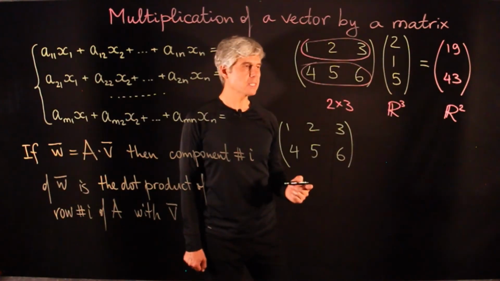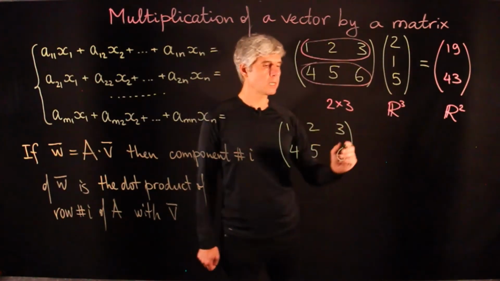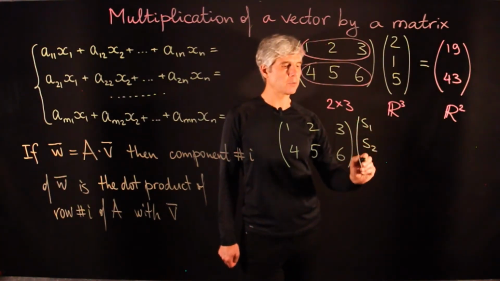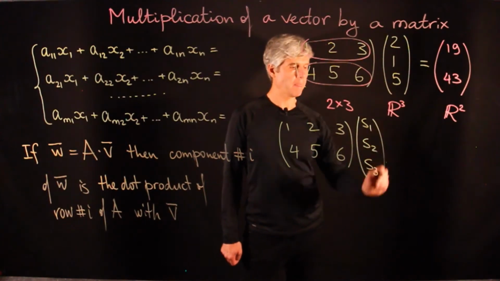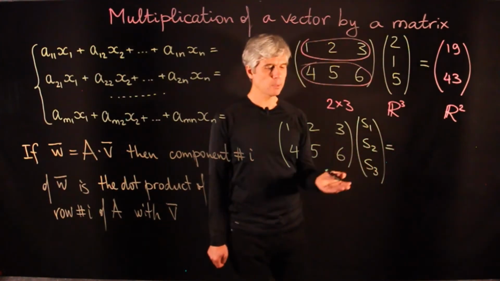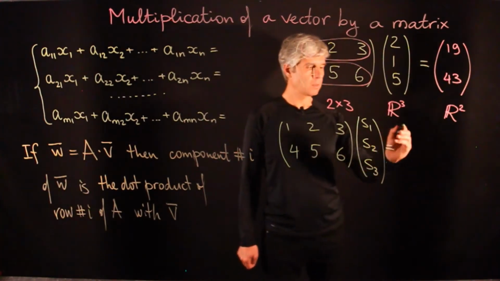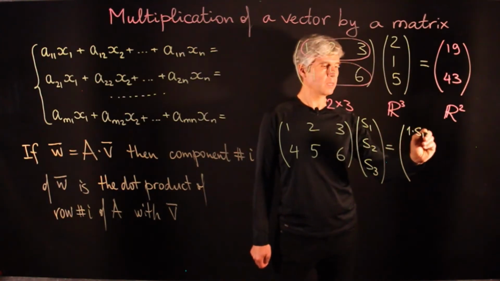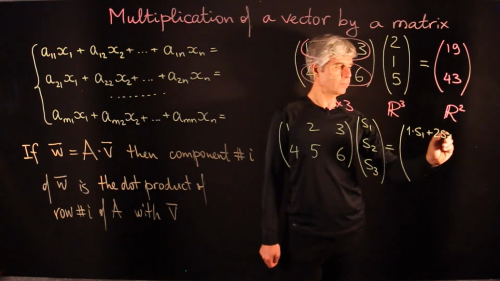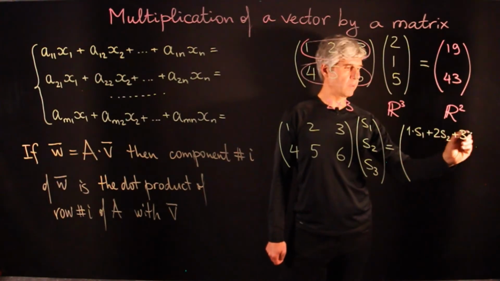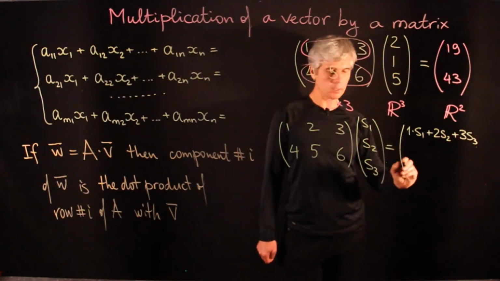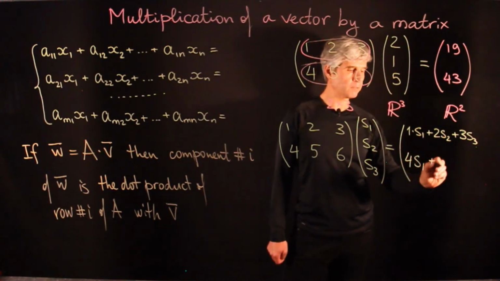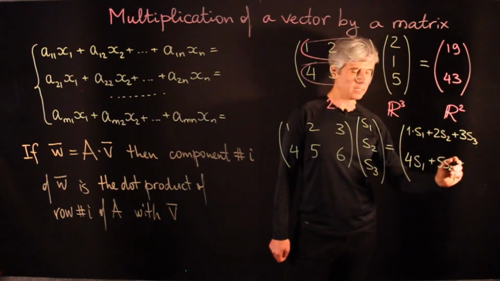Now let us expand this example. I'm taking the same matrix, but now I will write the vector in a general form. I'll write down S1, S2, and S3. Now, let's multiply this vector by this matrix. Well, we still have dot products. So here we're going to get 1 times S1 plus 2 times S2 plus 3 times S3. And the second component of this vector is going to be 4 times S1 plus 5 times S2 plus 6 times S3.